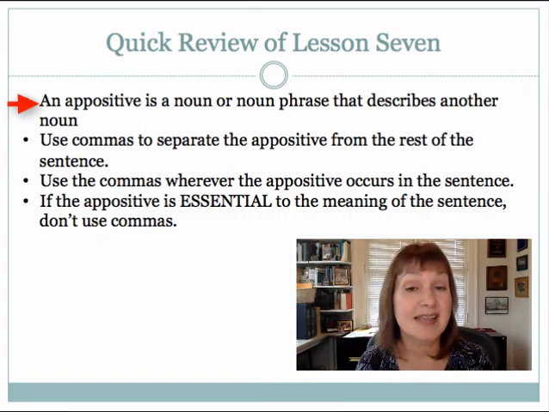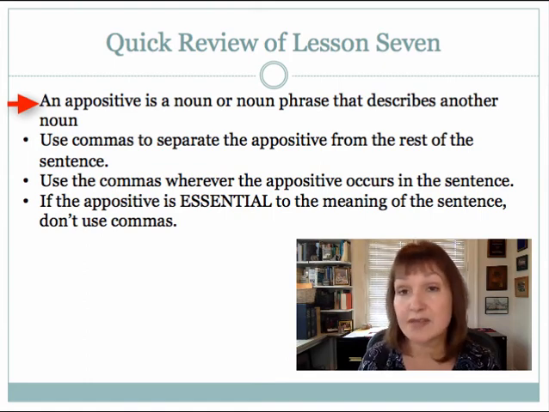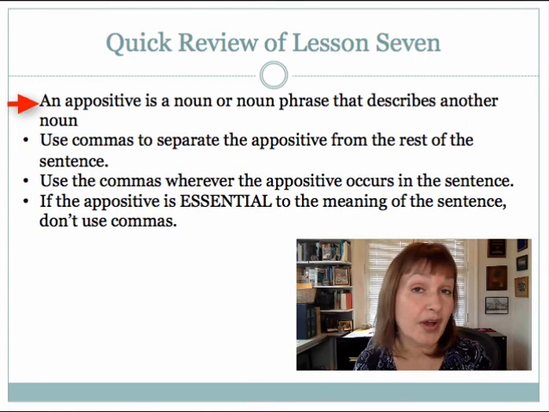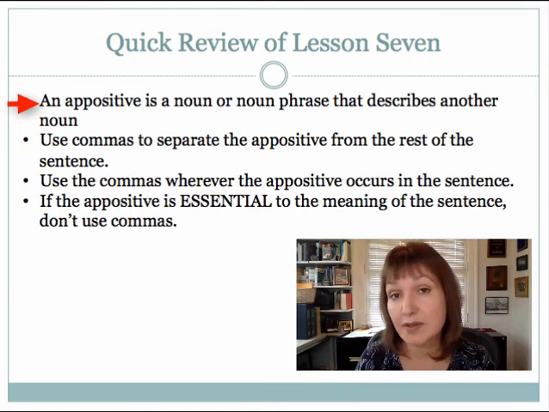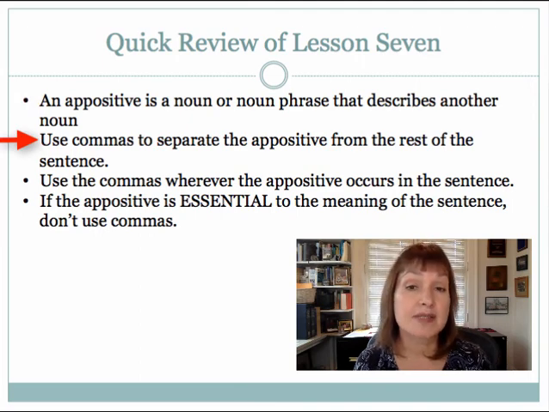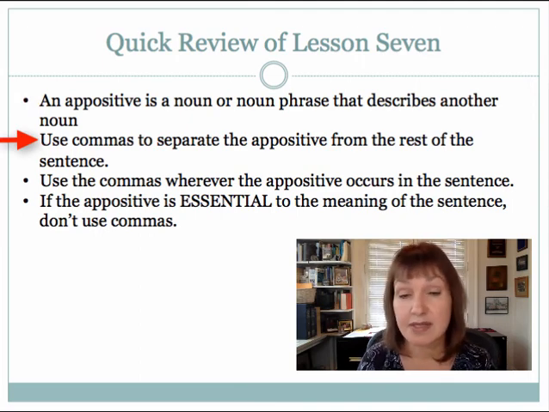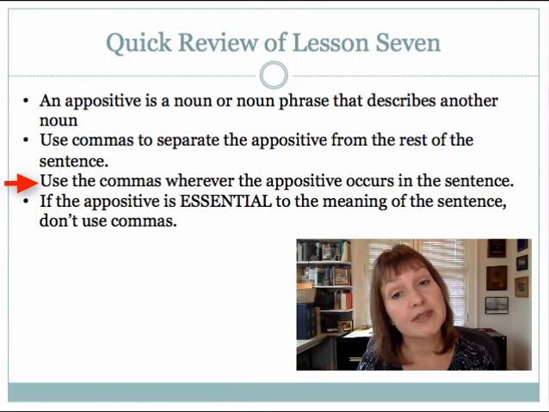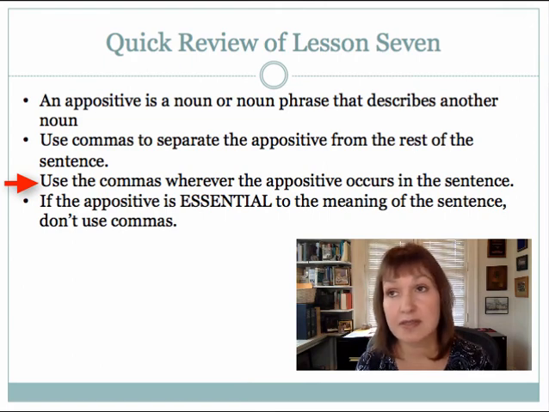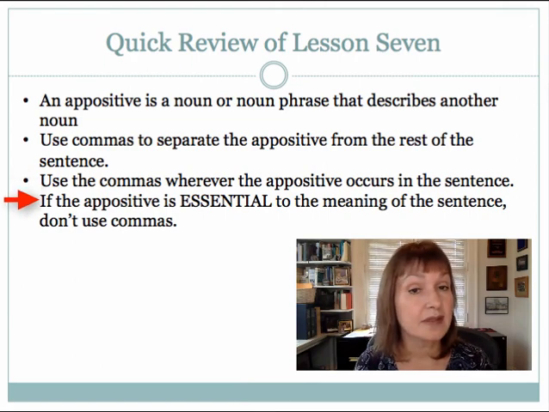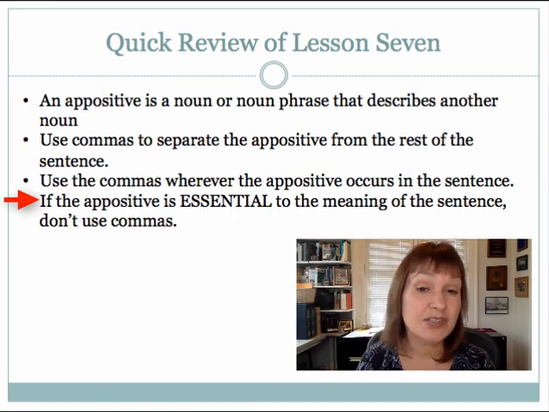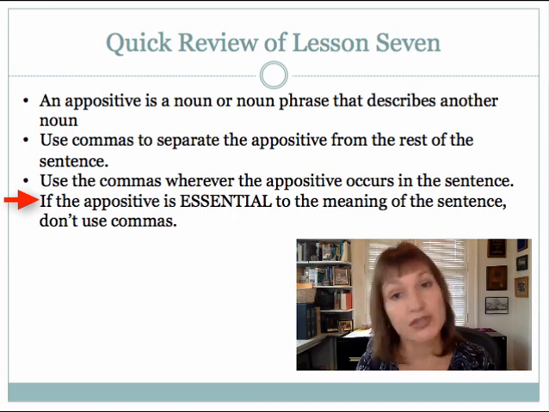Okay, so quick review. An appositive is a noun or noun phrase that describes another noun. A good way to test for a noun is to see if you can put the or a in front of it, because that will always tell you if a word is a noun. Use commas to separate the appositive from the rest of the sentence. Use the commas wherever the appositive occurs in the sentence, whether the beginning, the middle, or the end. And if the appositive is essential to the meaning of the sentence, don't use commas.